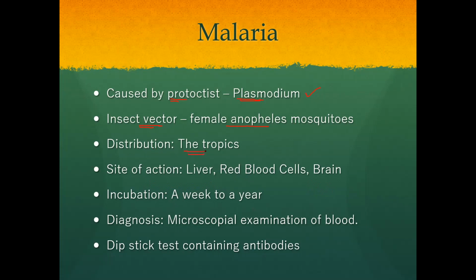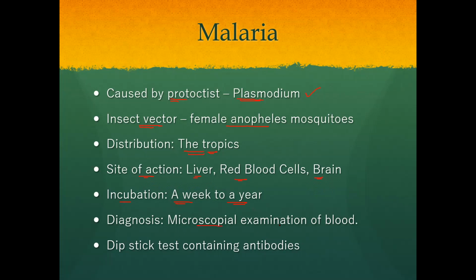Distribution is mostly in the tropics, because the places are warm and there is a lot of rain, so there are huge pools of water, damp places. This is where the malarial parasite would grow, right? Site of infection is mostly liver, red blood cells, and brain. These are the areas where the malarial parasites have effect on the body. The incubation period can be a week up to a year as well. So people living in an area where malaria is endemic may take maybe a year to develop the symptoms.